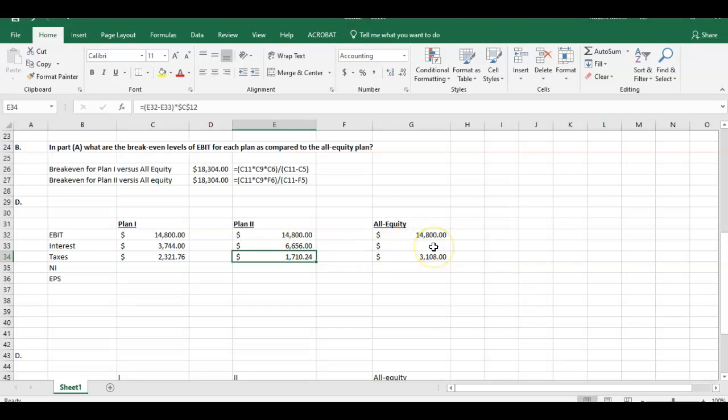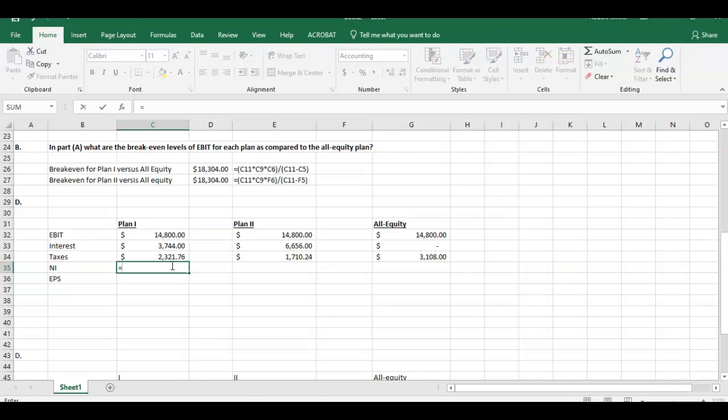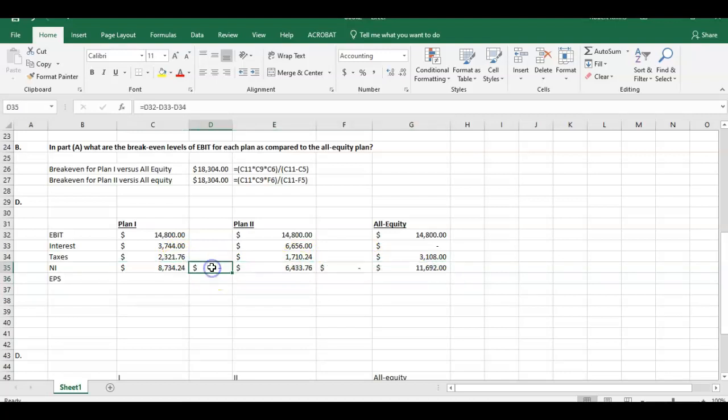And in the all equity firm, well, guess what? We don't have any interest. We knew that, but with that said, we're not using any interest to shield some of our income from taxes. So here you can see that we're going to have a much higher tax component in the all equity financed firm. So, net income here. We have our earnings before interest and taxes. All we have to do is take that EBIT minus our interest payment minus our taxes, and this is going to give us our net income in all three scenarios. I can just drag this across here and clean this up a little bit.